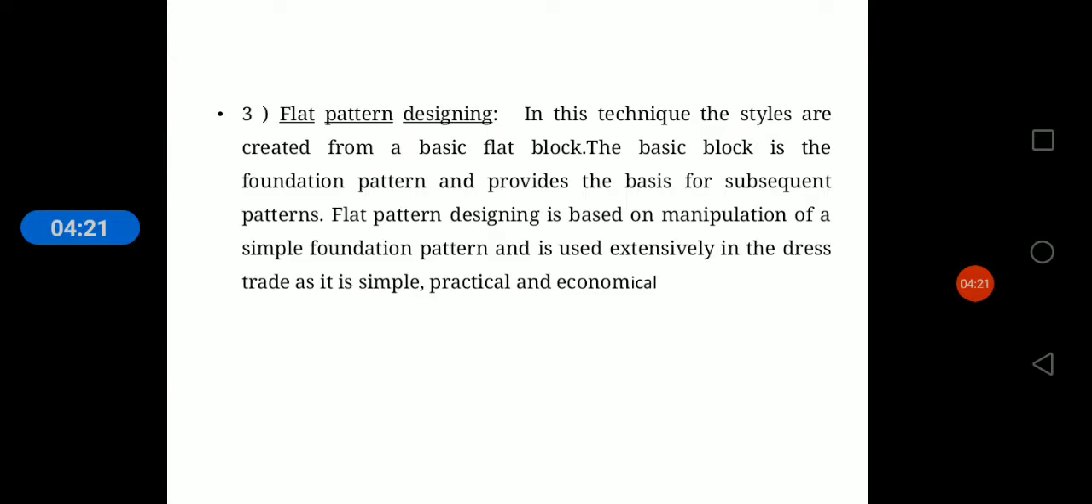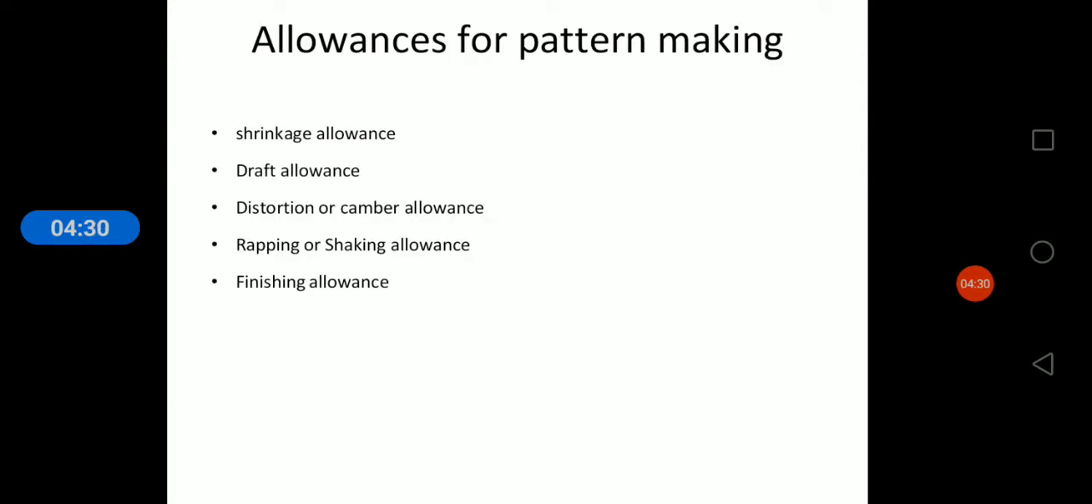It means according to the fitness marking only there will be stitches in the garment fabric. And allowances of pattern making. What are the allowances for pattern making? Pattern making means what are the properties that should be allowed. Shrinkage allowance, draft allowance, distortion or camber allowance, draping or shaking allowance, finishing allowance. These are the different types of allowances of pattern making.